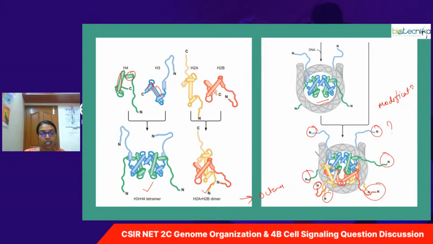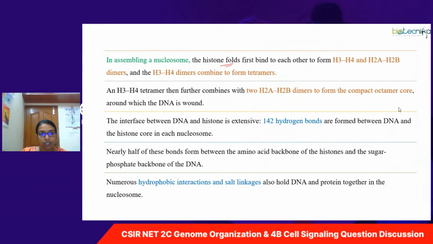Modifications, in the sense we can say methylation, phosphorylation, acetylation, right? So it is in this portion that these modifications take place, and that's the reason they are exposed to the outside. Okay, so coming to this point, the histone folds first bind to each other forming H3-H4 and H2A-H2B dimers. Now these H3-H4 dimers combine together forming a tetramer. Now this tetramer will combine with the dimers forming an octamer around which the DNA is bound.